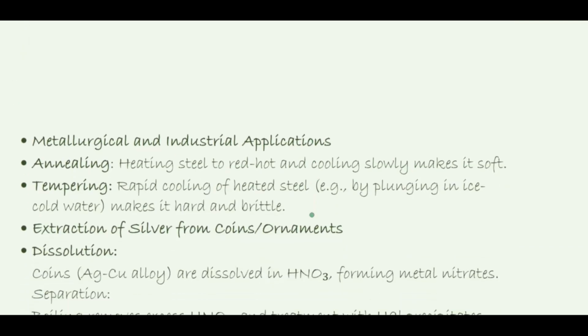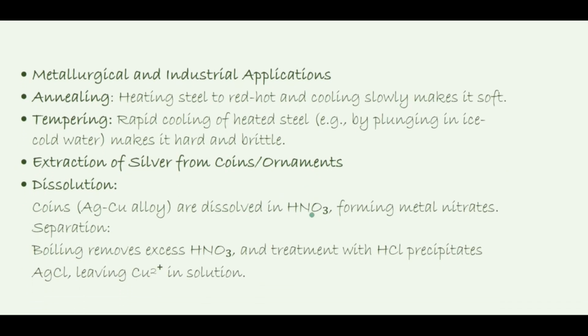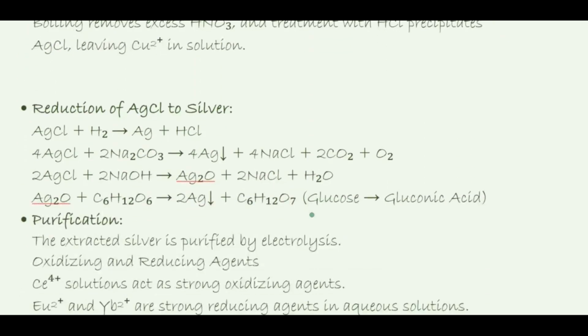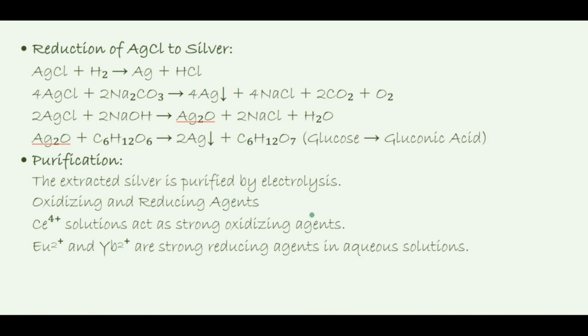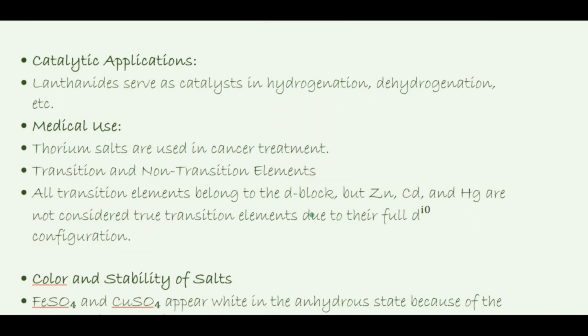They are also used for metallurgical purposes, for the extraction of metals. In the annealing process and tempering process, transition elements are used, as well as for metal extraction and purification. Lanthanides serve as catalysts in hydrogenation, dehydrogenation and so on.